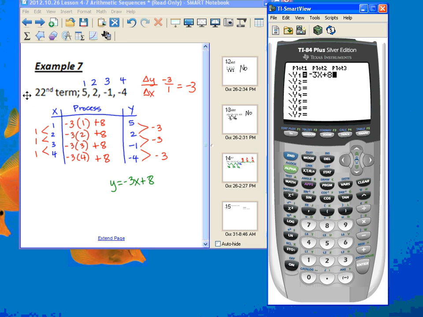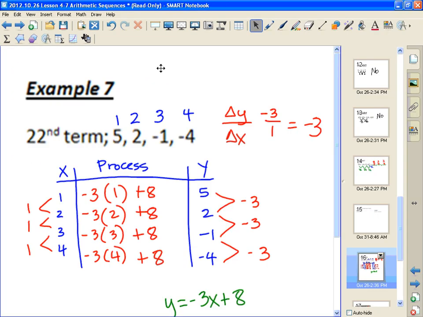And then I want to know what 22 is, right? So if you push second window and type in 22 and then go to your table, it takes you right to it. So when x is 22, y is -58, which means that on example 7, your answer is -58. That's the answer.